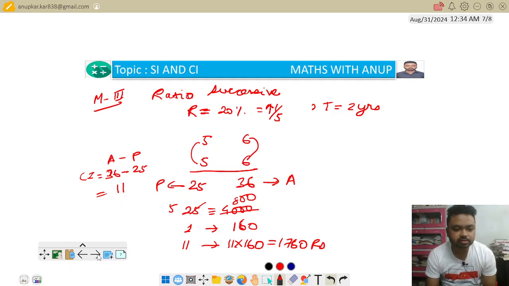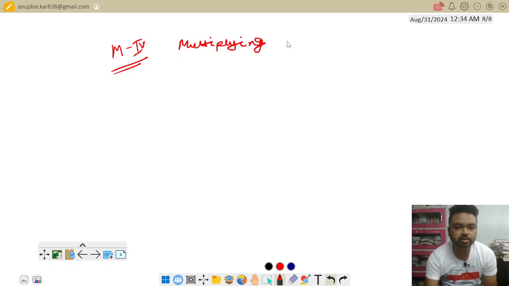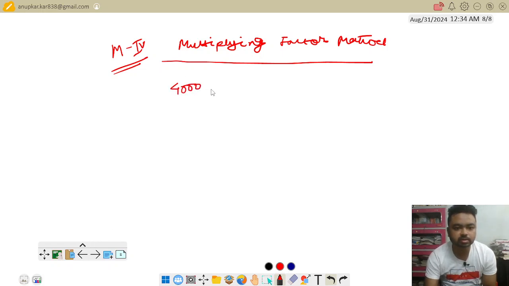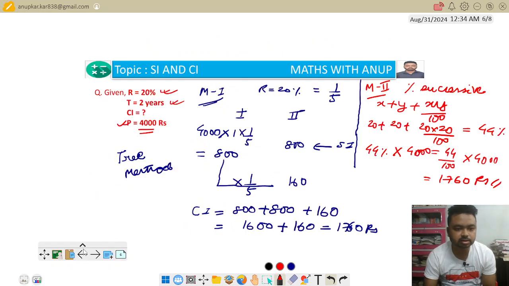Now coming to the last method, no, not the last method, there are various methods, but I am teaching here only 4 methods. Method number 4, that is the multiplying factor method. What will you do? Here your principal is 4000, if I am not wrong, let me check. Yes, principal is 4000, time period is 2 years, rate is 20%.